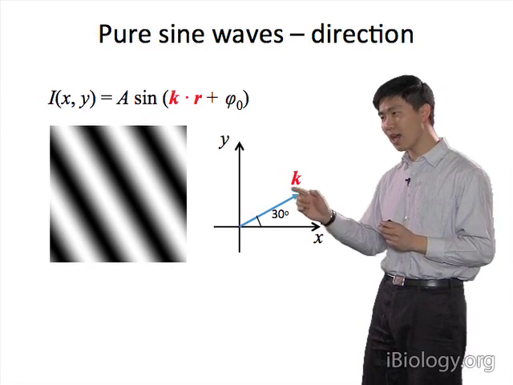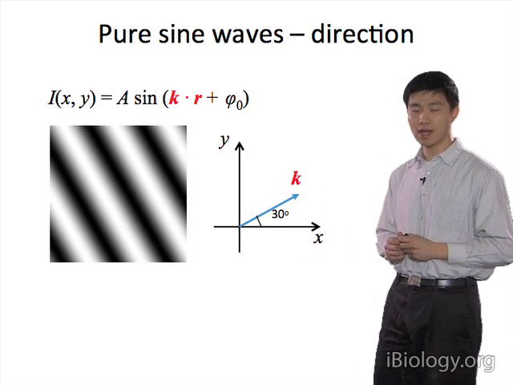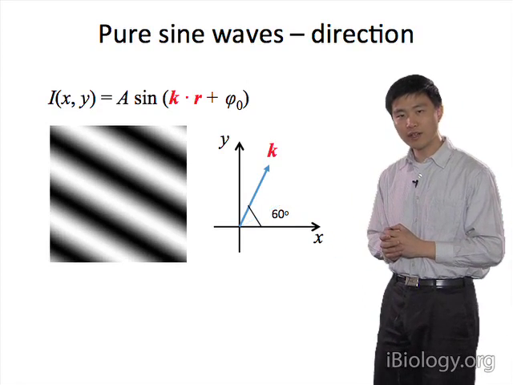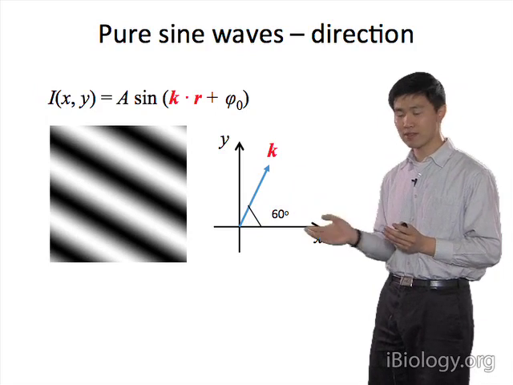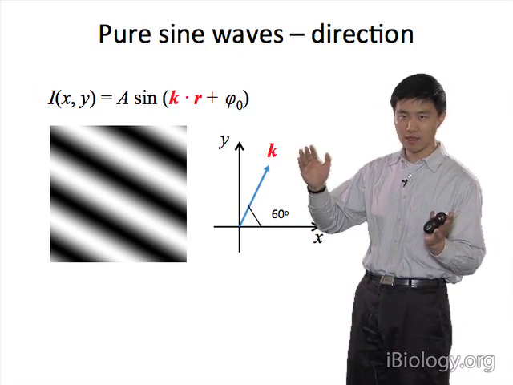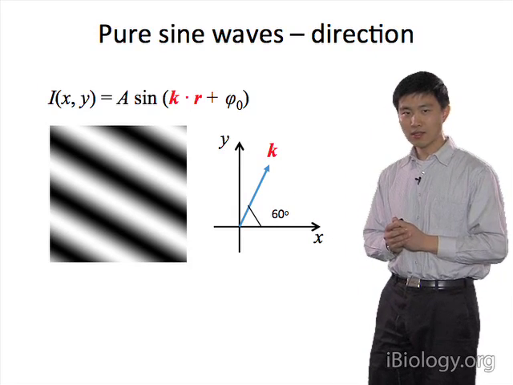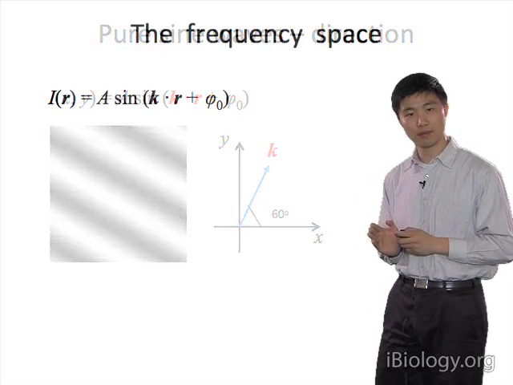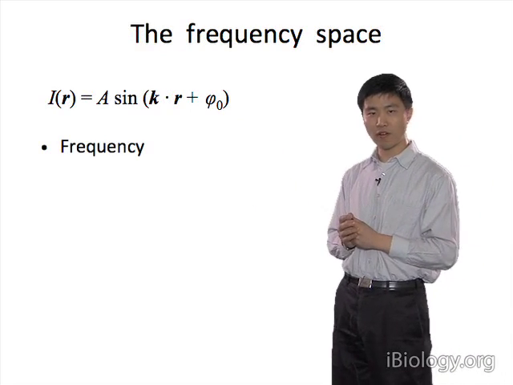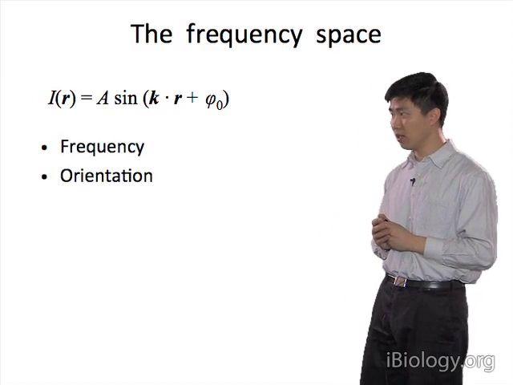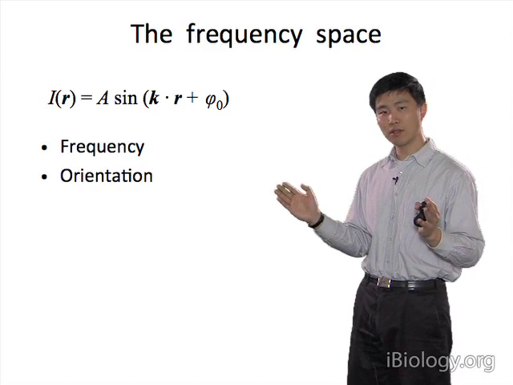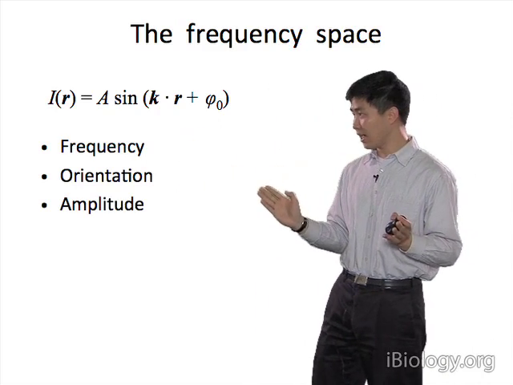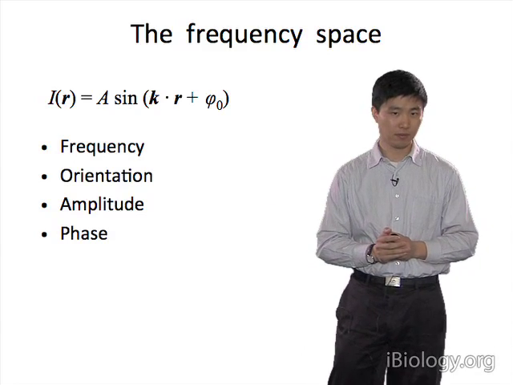In this case, the k has a 30-degree angle to the x-axis, and that is the propagation angle. In a different case, this vector has been rotated to have a 60-degree angle to the x-axis, and you can see the entire waveform gets rotated. So those are the 4 parameters to describe a 2-dimensional sine wave. We have our frequency and our orientation, both of which are included in this k vector. Then we have our amplitude in A, and our phase in the phi 0.